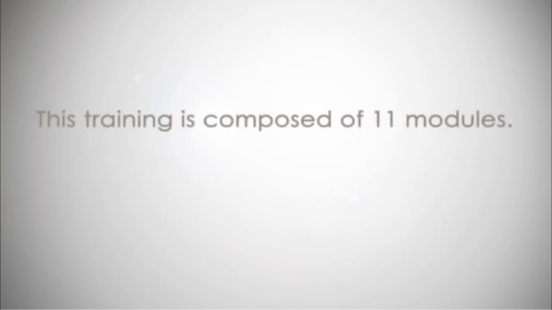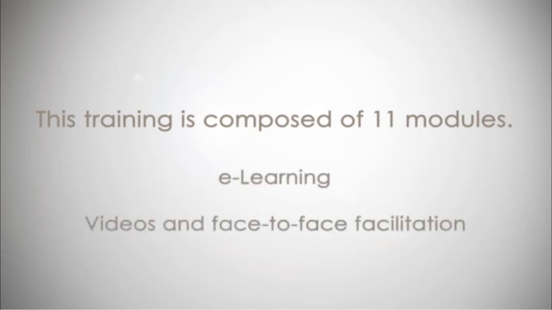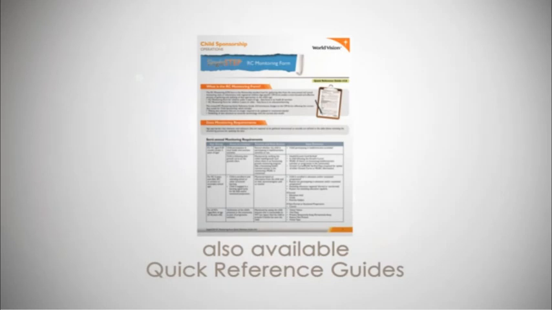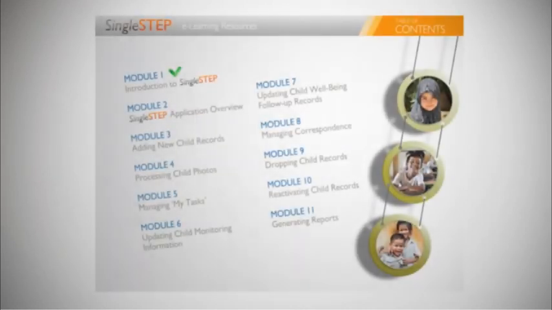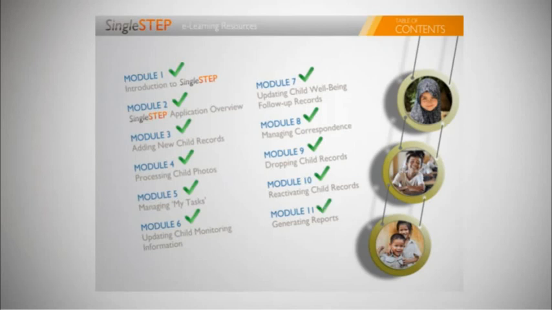This training is composed of 11 modules. It includes different methods such as e-learning, videos, and face-to-face facilitation. Quick reference guides are also available as references in the Resources Cloud. Make sure you complete all modules so that you have a good understanding of SingleSTEP. You can complete at your own pace and time. These modules will take at least 2 hours to complete in total.